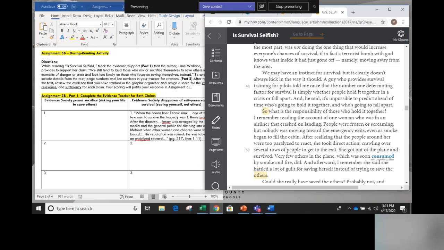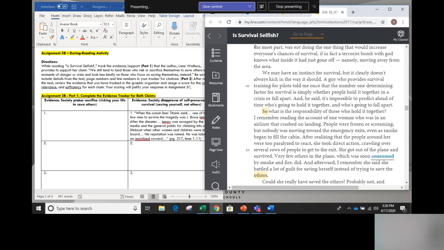I remember reading the account of one woman who was in an airliner that crashed on landing. People were frozen or screaming, but nobody was moving toward the emergency exits, even as smoke began to fill the cabin. After realizing that the people around her were too paralyzed to react, she took direct action, crawling over several rows of people to get to the exit. She got out of the plane and survived. Very few others in the plane, which was soon consumed by smoke and fire, did. And afterward, I remember she said she battled a lot of guilt for saving herself instead of trying to save the others.